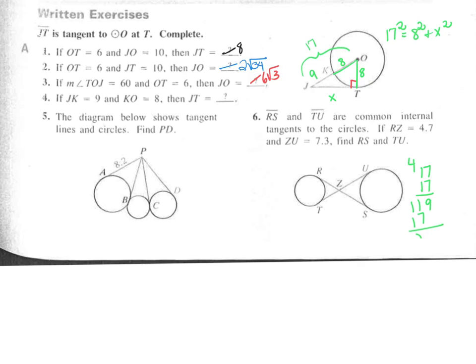Yeah, it's 289. That's what I was thinking. 289 equals 64 plus x squared. 225 equals x squared. So x is 15. Some of you may have had that memorized. It's one of your Pythagorean triples. So JT is simply 15. Okay? Now let's look at the ones below there.